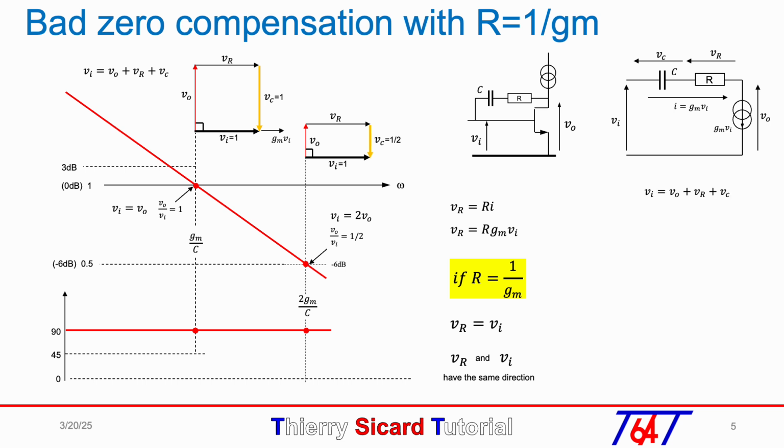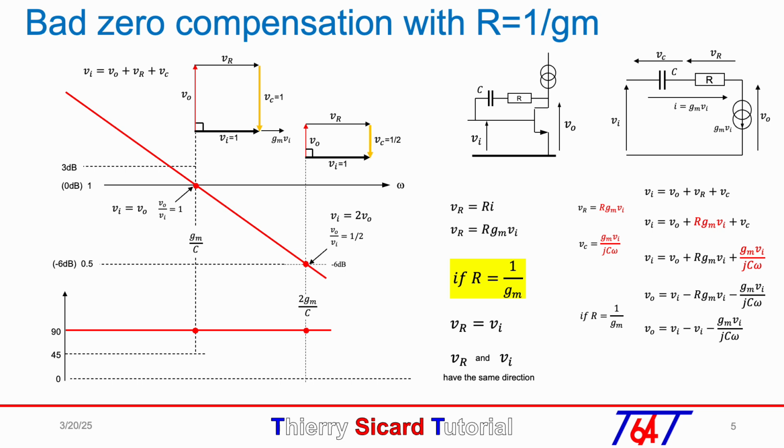The mathematical calculation can also be performed by starting with the sum of the vectors and replacing VR and Vc with their respective expressions. We can then write the equation of Vout as a function of Vin and replace R with 1 over Gm to obtain the gain equation Vout over Vin equals minus Gm over jC omega.